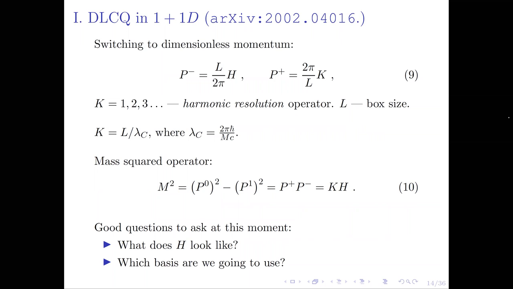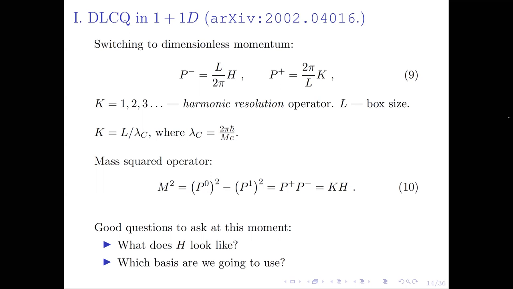A small simplification: once we assume that we quantize our system in a box of size L, it's convenient to switch to a dimensionless momentum operator called harmonic resolution. So P plus is 2 pi over L times K. We also do a similar transformation to P minus, the Hamiltonian. From now on, when I say Hamiltonian, I will mean H. After the transformation, K is dimensionless, but H has the dimension of mass squared. The reason we call K harmonic resolution, and not simply dimensionless momentum, even though sometimes I will use that definition, is that one way you can think of K is as the ratio of your box size to the Compton wavelength of the lightest particle in your system.